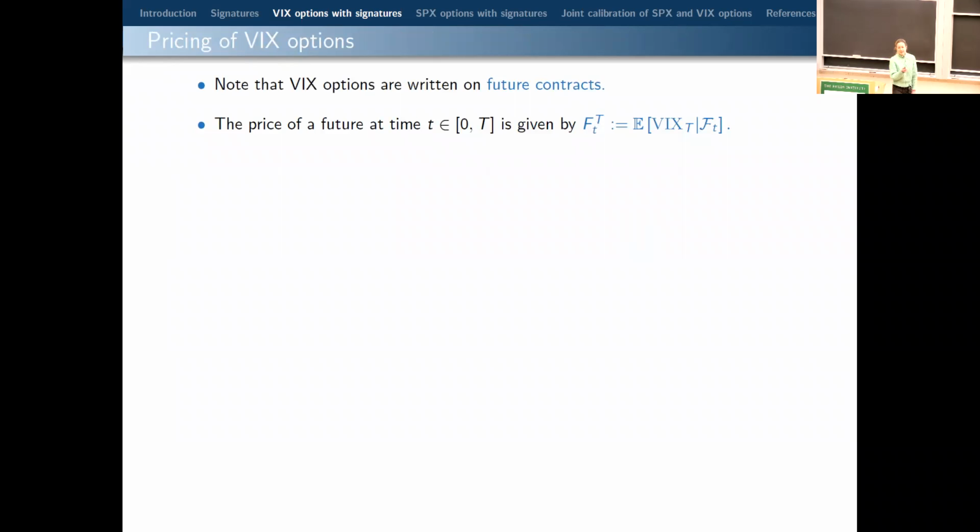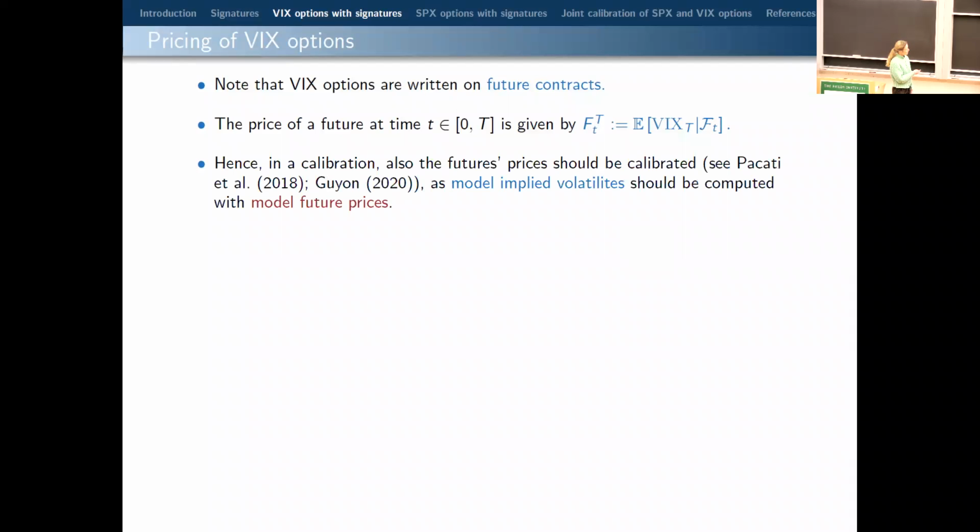Okay, so now pricing of VIX options. VIX options are actually written on futures contracts. The price of a future at time t is simply the conditional expectation given here. And if you calibrate to VIX options, you also have to calibrate to the futures in order to get the right model implied volatilities. So you have to calibrate not only to the options, but also to the futures on the market.